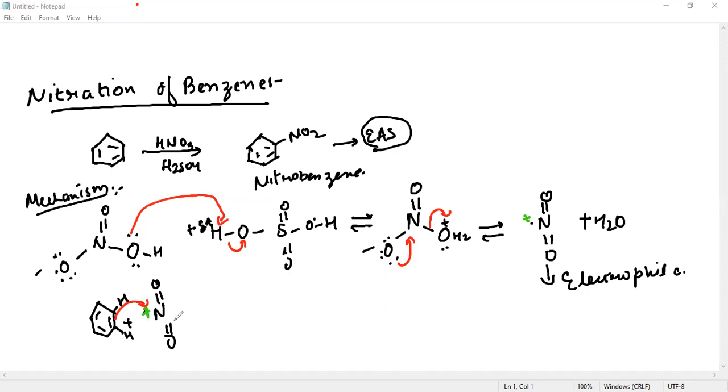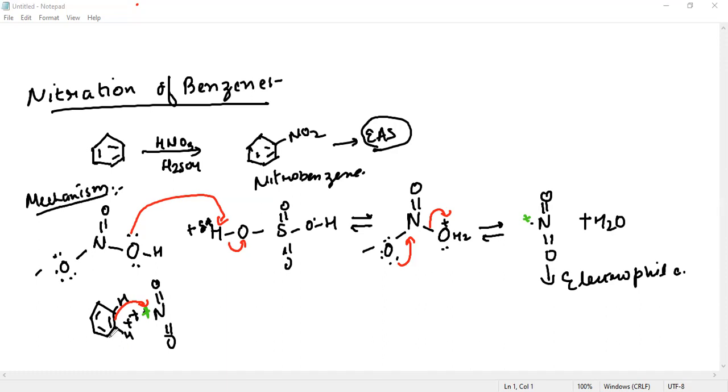Now let's go ahead and see what will happen here. I just drew the benzene ring here with three double bonds, and it is going to react with this electrophile, which is your nitro group, the nitrogen with a positive charge. So what will happen here? Nitrogen is also very electronegative. The electronegative elements don't like to be positive, so they are highly unstable.